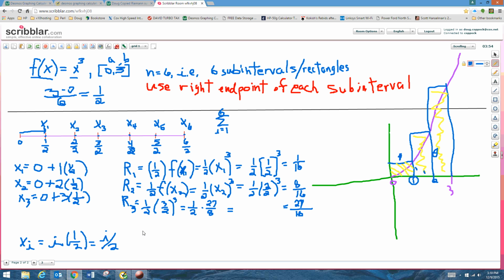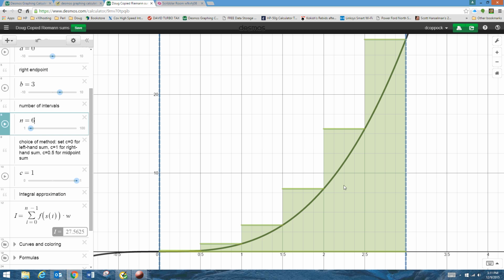Okay, so using summation notation, how can I represent the area of each rectangle? Well, I can take the width, which is constant, in this case 1 over 2, times x sub I, which is I over 2, cubed. That expression represents the sum of the areas of all 6 rectangles that are pictured over here.